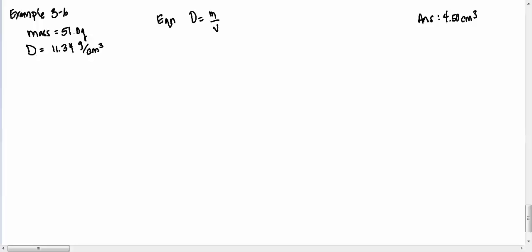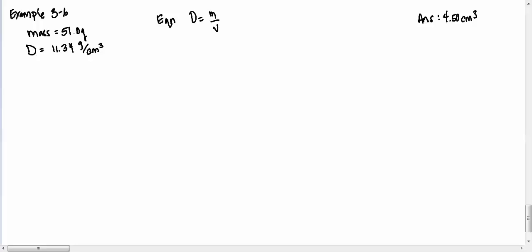So here's a problem we're going to work with. We're going to basically try to do some problem solving techniques on this problem right here. A lead fishing sinker has a mass of 51 grams. If the density of lead is 11.34 grams per centimeter cubed, what is the volume of the sinker?